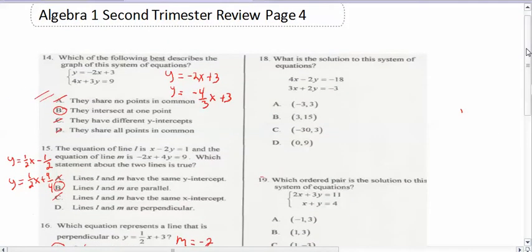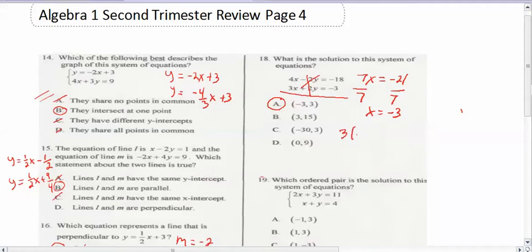Okay, number 18. We're going to solve it. Now this one's set up nicely for elimination because I can eliminate the y. The y is eliminated. They both create a 0. Then I go 4 plus 3 is 7x. -18, -3 is -21. Divide by 7, divide by 7. X is equal to -3. Okay, it looks like I have one choice here, but I'm going to go ahead and check it.